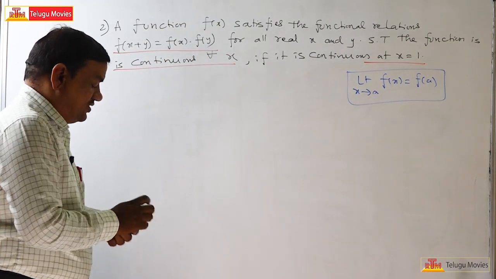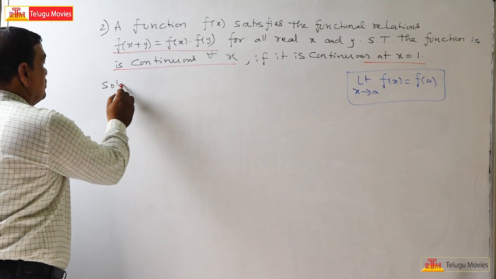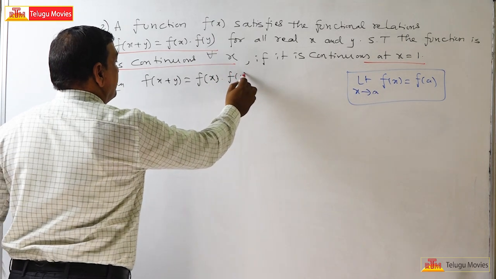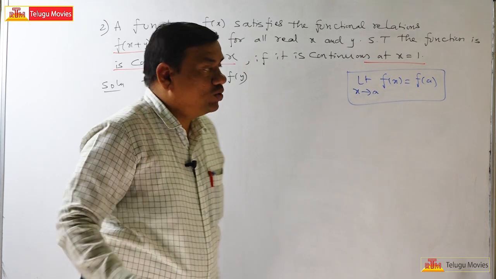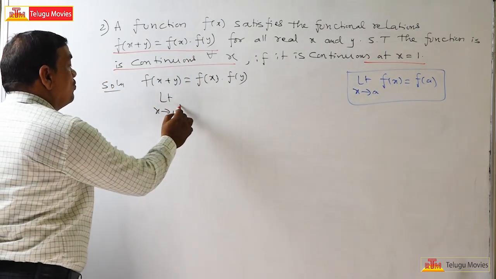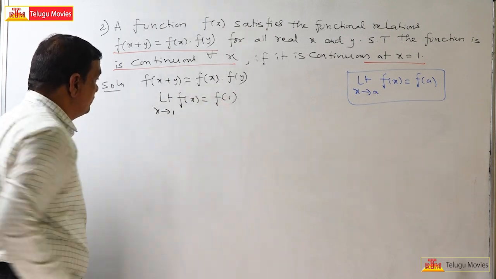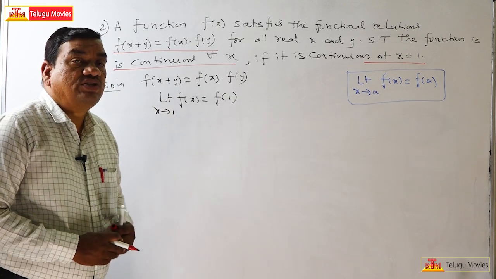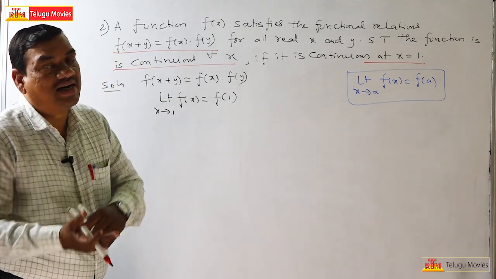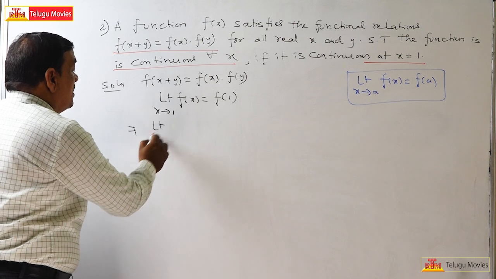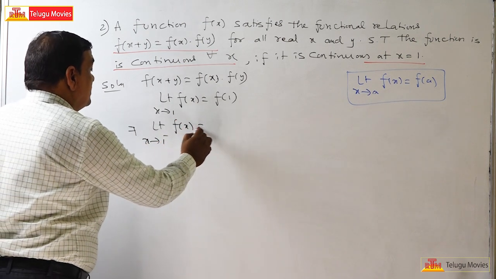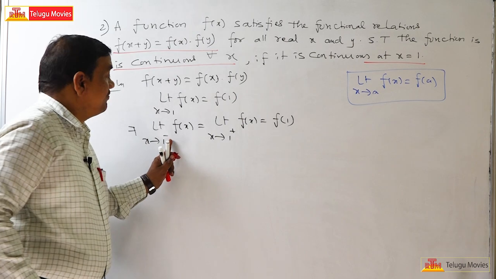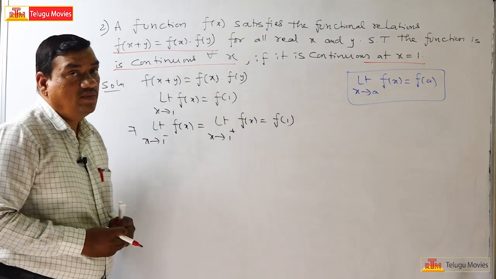Now, the first information given is, let us see the solution. It is given that f(x + y) = f(x) · f(y). The function is continuous at x = 1. That means the limit as x tends to 1 of f(x) is equal to f(1). Limit as x tends to 1 means both the left hand limit and right hand limit are equal. So, this implies the limit as x tends to 1 minus of f(x) is equal to the limit as x tends to 1 plus of f(x), which is equal to f(1).